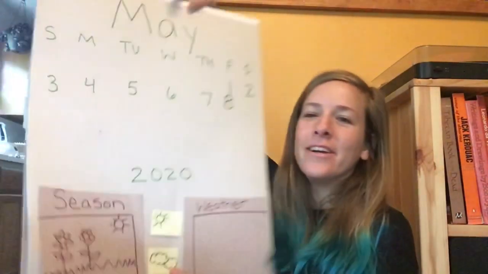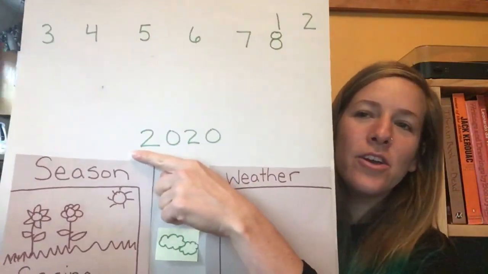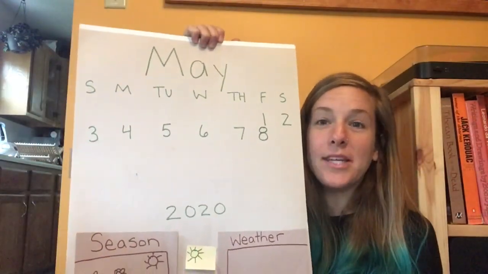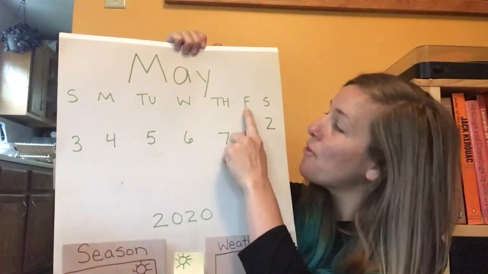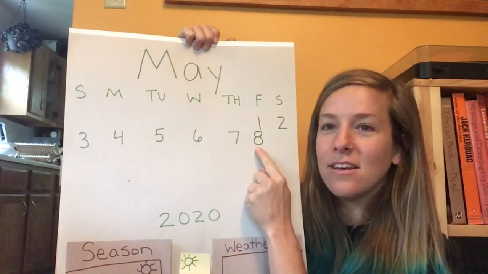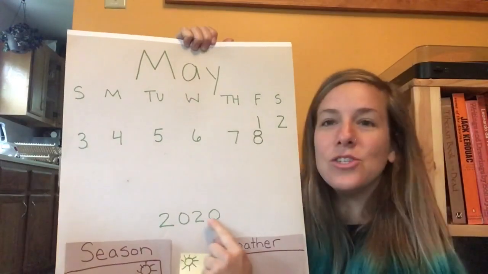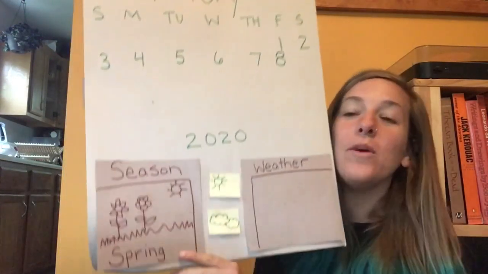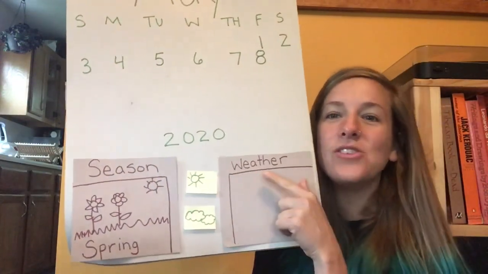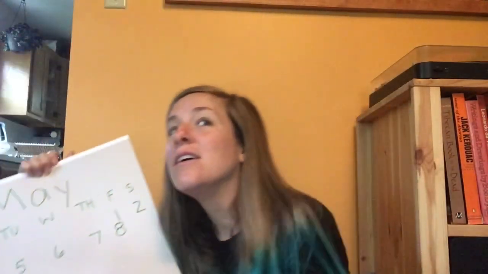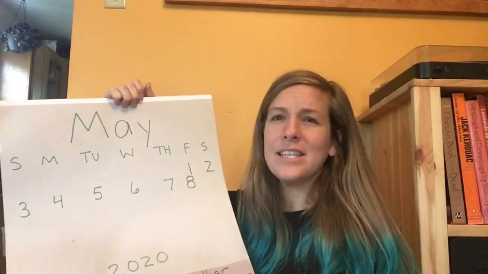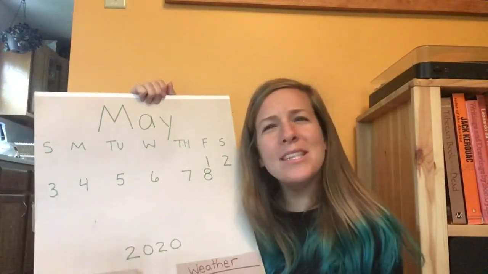Our year, can you read this large number? 2020. Okay, I'm going to say the whole date together. Today is Friday, May 8th, 2020. We are still in the season of spring, and our weather, I can't see the blue sky, and I can't see the sun. What do you think that means about the weather?